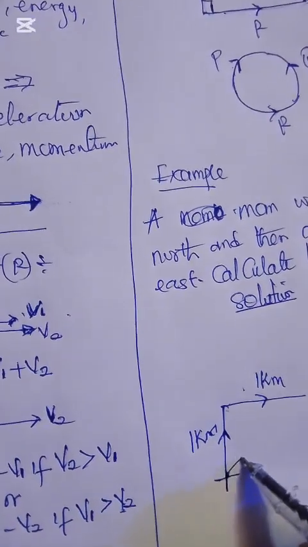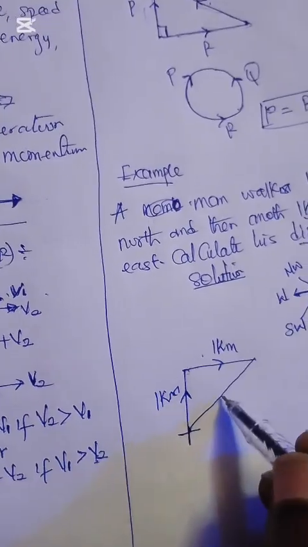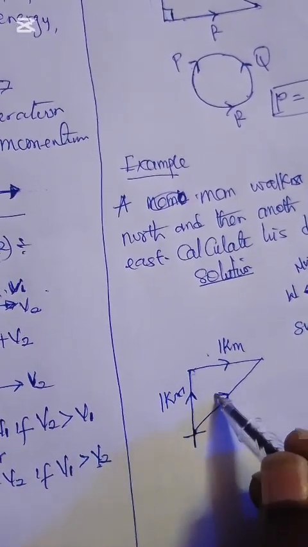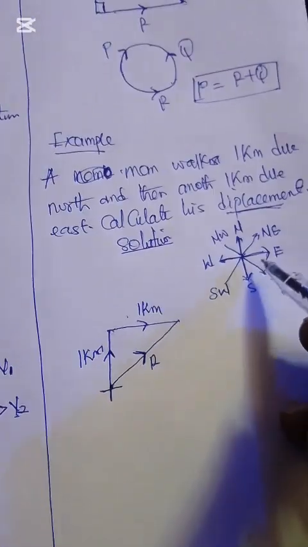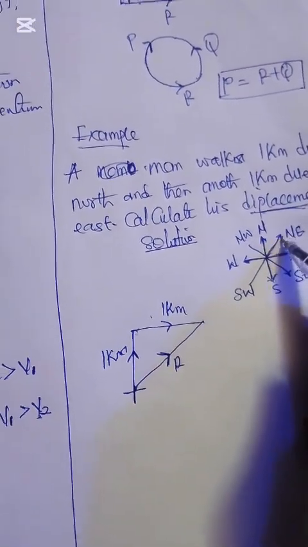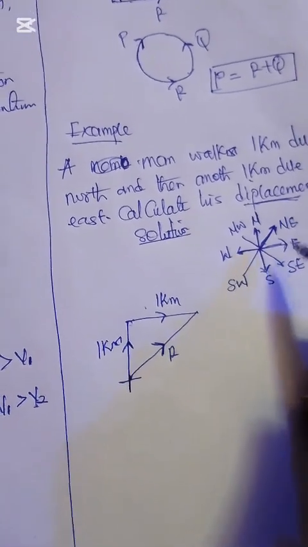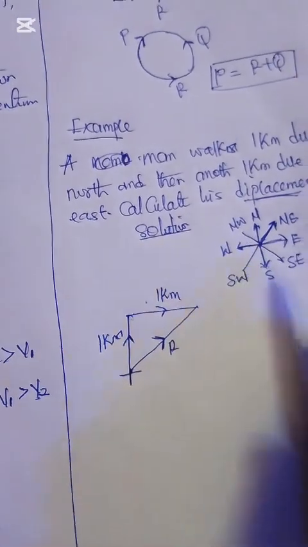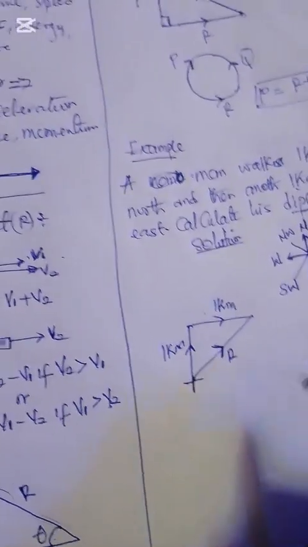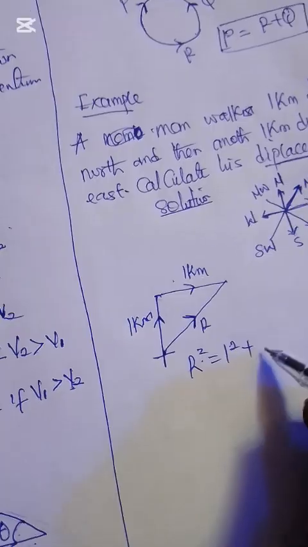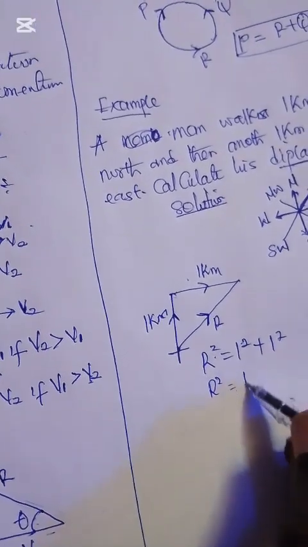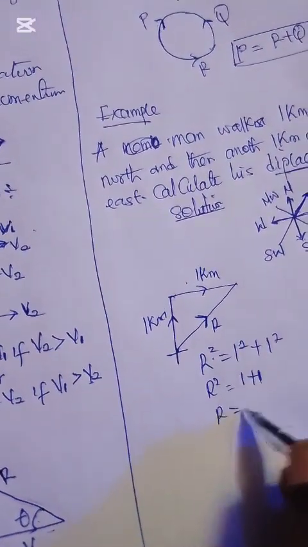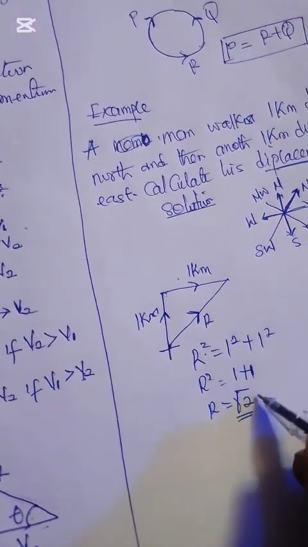The resultant should be the hypotenuse here, whose arrow must move in the opposite direction to the other ones. So this is the resultant. Looking at the resultant against the cardinal points, it is around the northeast direction. If it was here, you could say northwest. So the resultant squared is 1 squared plus 1 squared, which is 1 plus 1, so the resultant is the square root of 2 kilometers.